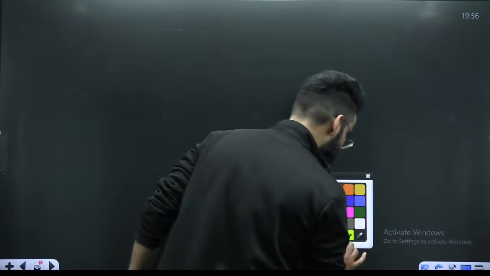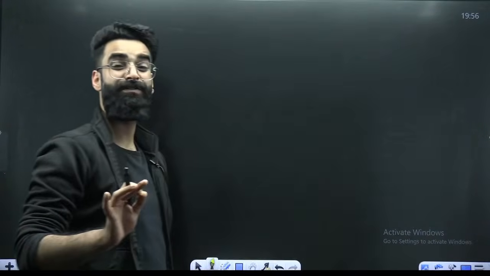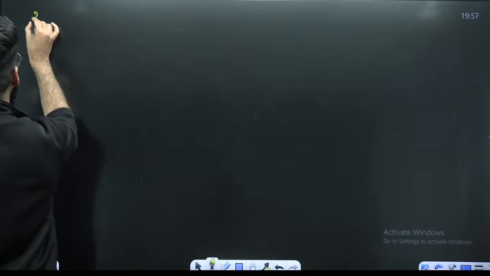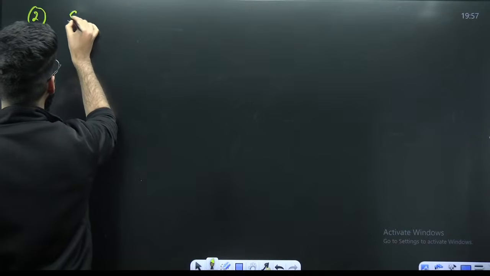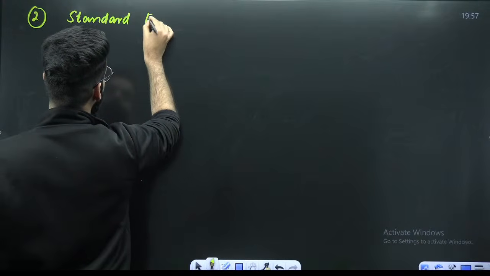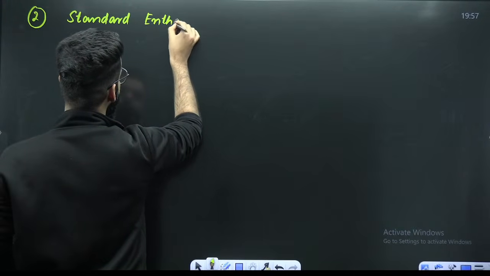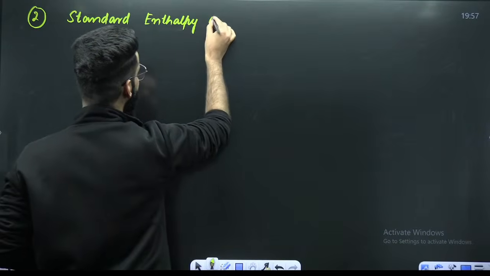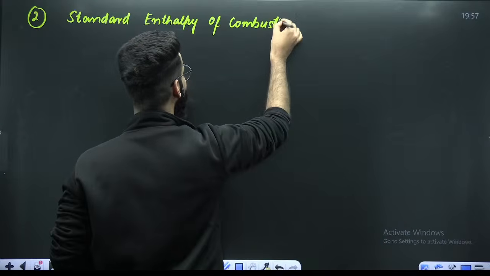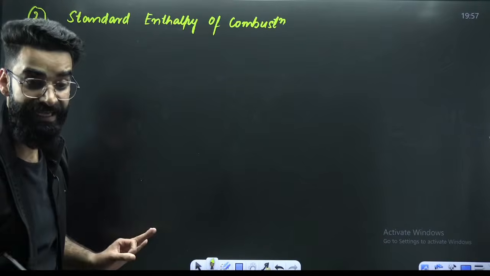I believe the first enthalpy of the reaction, which was called enthalpy of formation, that is clear. Now moving on to the second, that is standard enthalpy of combustion. Now this is something which you will understand easily, guys, very easily.